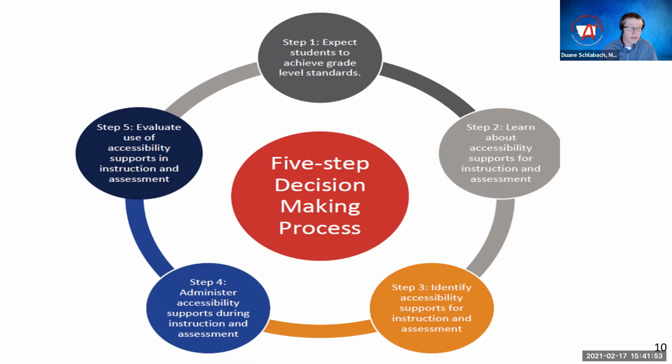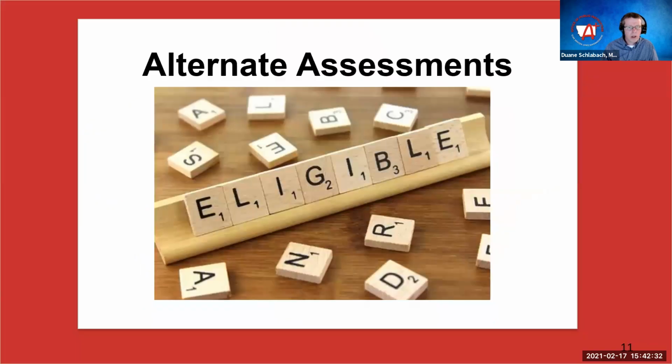And then step 4, going down to the 7 o'clock bar, involves the administration or utilization of the supports during instruction and statewide assessments. And then finally, step 5 at 10 o'clock is the reflection piece on evaluating the use of those supports. So it's a continuous process of looking at different supports. So that's a broad brush overview of accommodations and accessibility features within statewide assessments. I'm going to shift and address another component here, which is statewide alternate assessments.